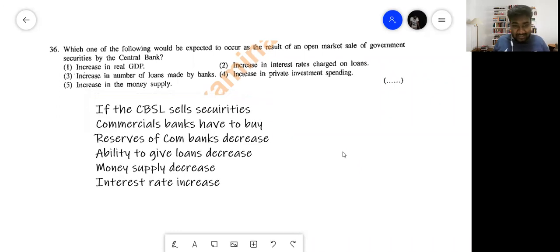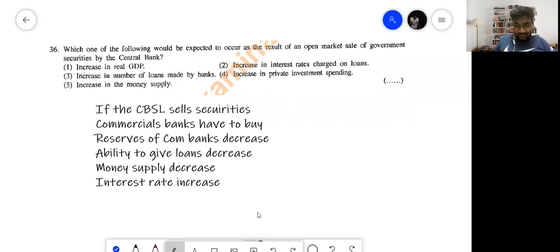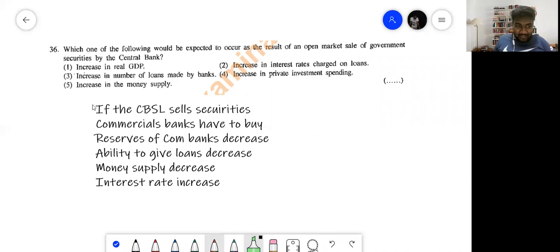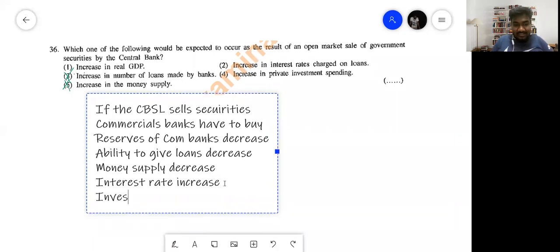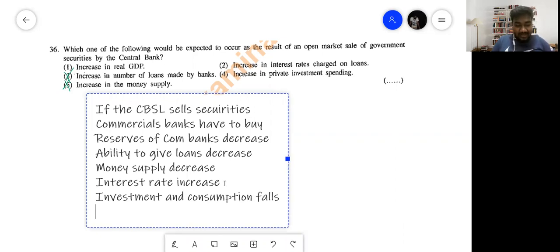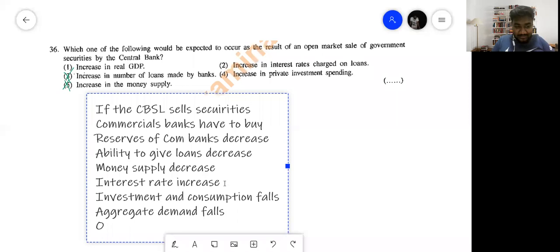Okay, so then look at that and let me know what the answer is. One, two, three, four, five. Okay, definitely not increase in money supply. It's a decrease in money supply. Increase in number of loans, no, it's a reduced number of loans. Increase in investment, no, because if you go here, I'll add one more thing. If interest rate increases, what happens to investment? Investment and consumption fall. What happens to aggregate demand? Aggregate demand falls. What happens to output? Output, or you can even call it real GDP.